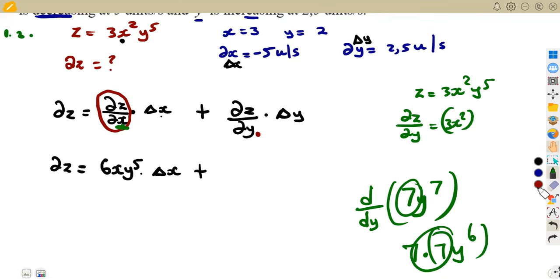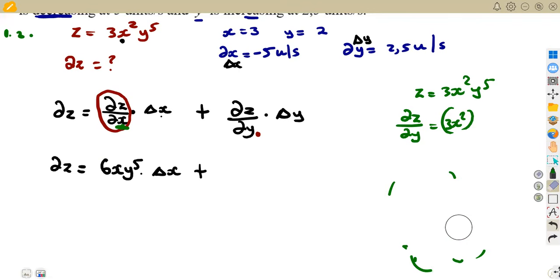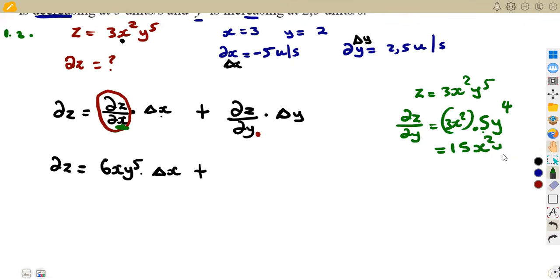So this is the same consideration, only that this is in terms of x, all right? This is a number, just like a 7, just like a 2, just like a 10, just like a 20. Now we have to differentiate y, which is going to be 5y to the exponent, we subtract 1, which is 4. So you multiply, and this is going to be 15x squared y to the exponent of 4, times the change that happened in terms of y.